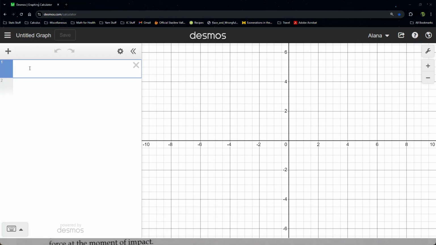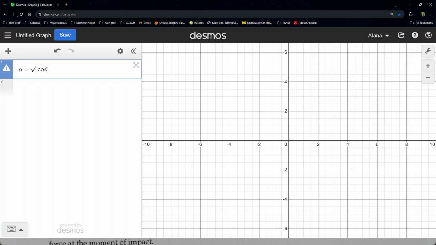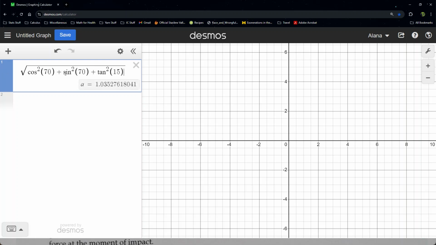So I'm going to start by finding in Desmos a equals, and I'm going to find the square root of cosine, oh, I better make sure I'm in degrees. I don't think I am. Oh, I wasn't. There we go. Click to degrees. Cosine of 70, and then I want to square that. You can do that by putting, I believe, the squared in here. And then plus sine squared of 70. See, that would be just 1. That wouldn't be a problem. But then the tangent squared of 15.